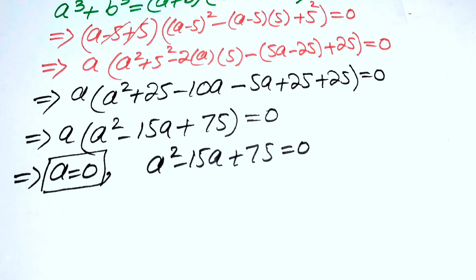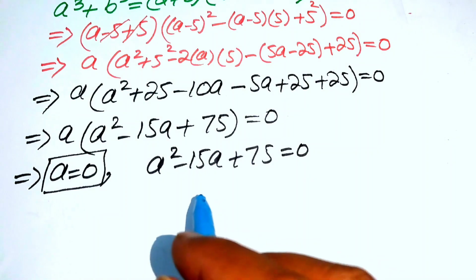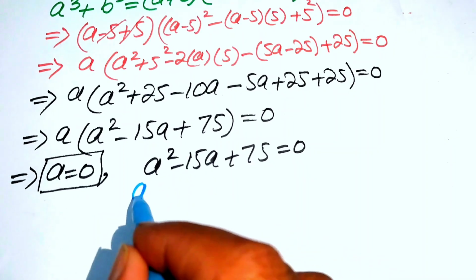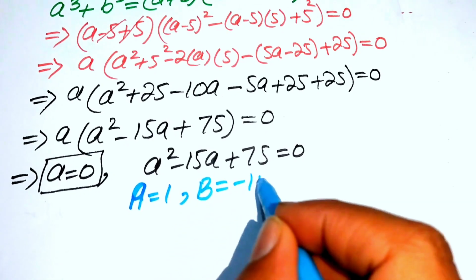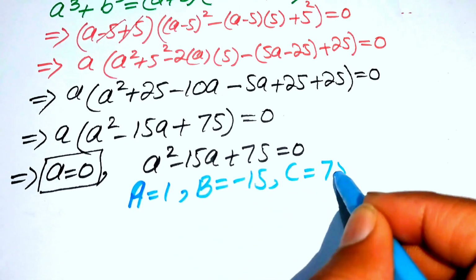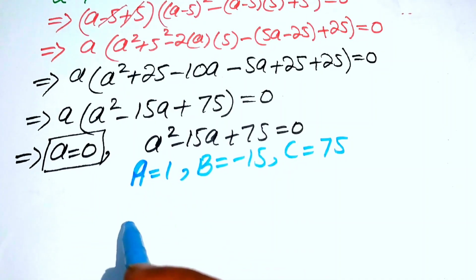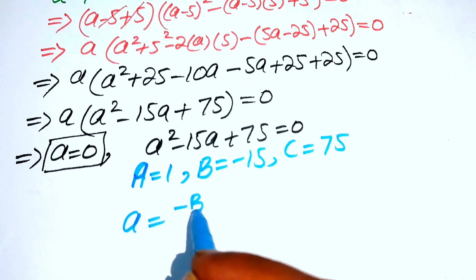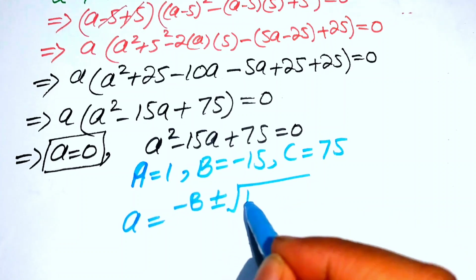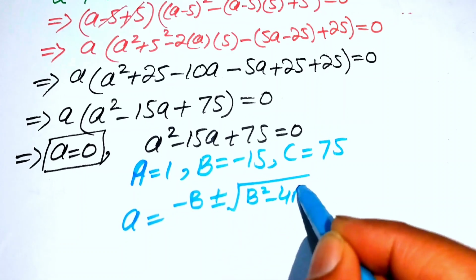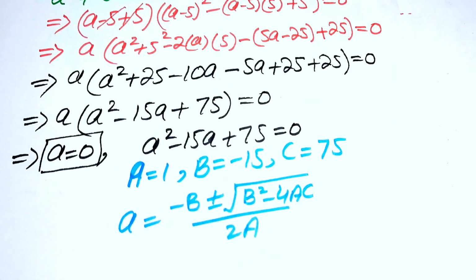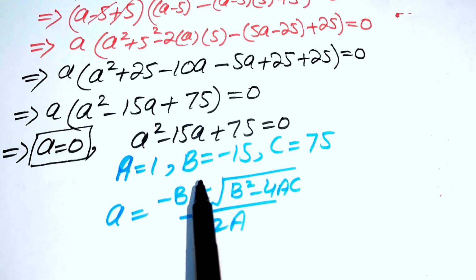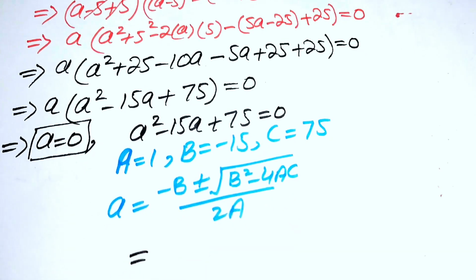In order to solve this quadratic equation, we need the coefficients of this term, and we use the quadratic formula. So the coefficients are A = 1, B = -15, and C = 75. Our quadratic formula looks like this: (-b ± square root of b^2 - 4ac) divided by 2a. Now we put the values of a, b and c in this formula.